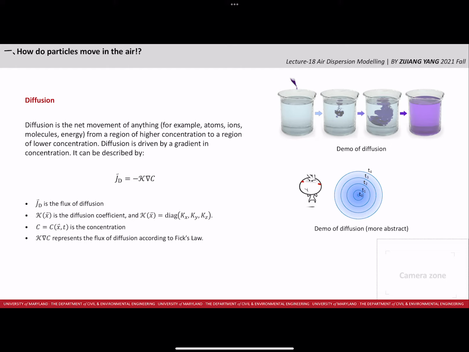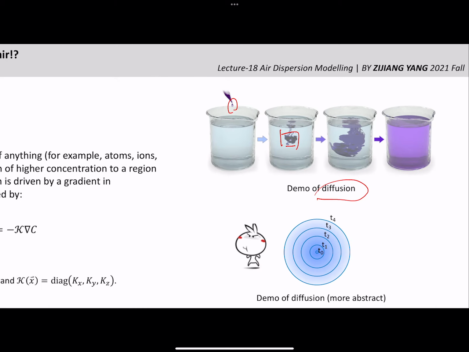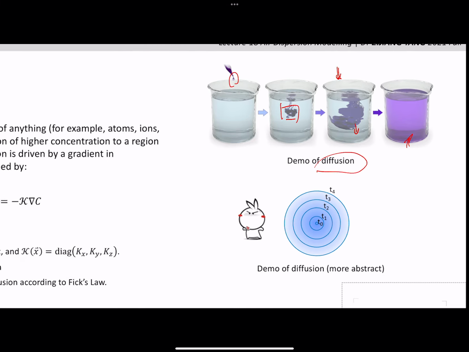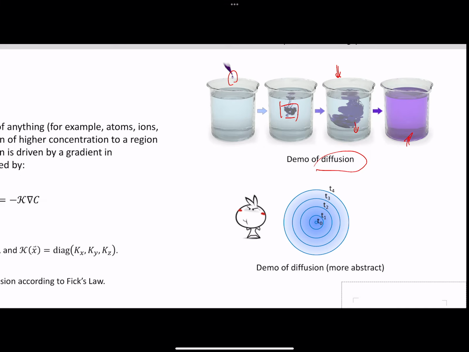I think we usually mention diffusion in terms of water. Based on our daily experience, we know that if we add a dye into a solution, even though we did not mix it by our hands, the dye will just disperse into the liquid, and finally it will be kind of uniform in the whole space.